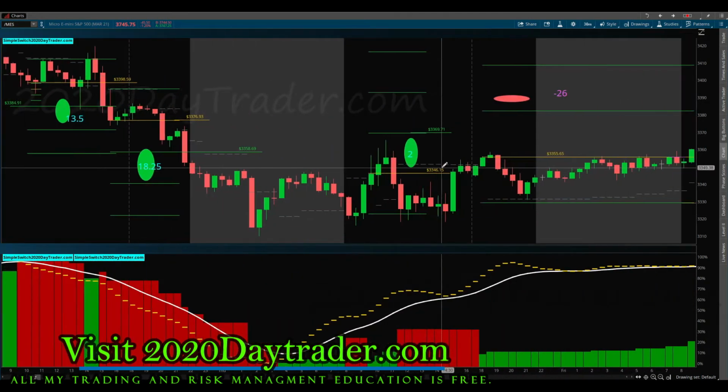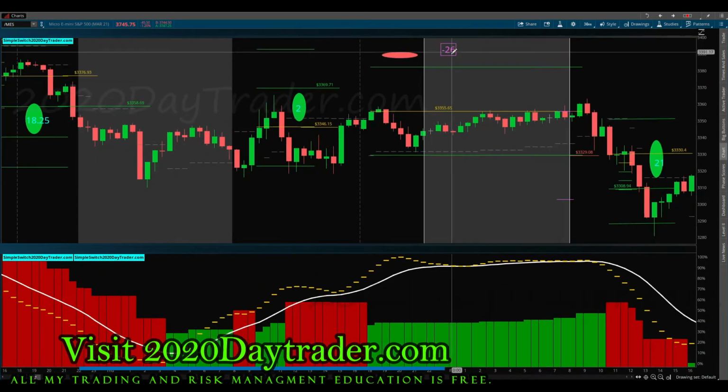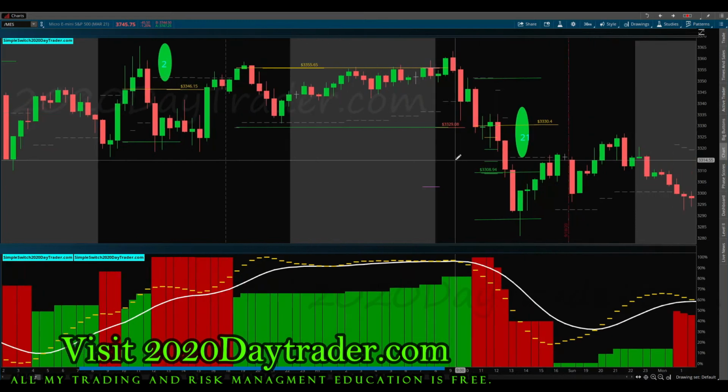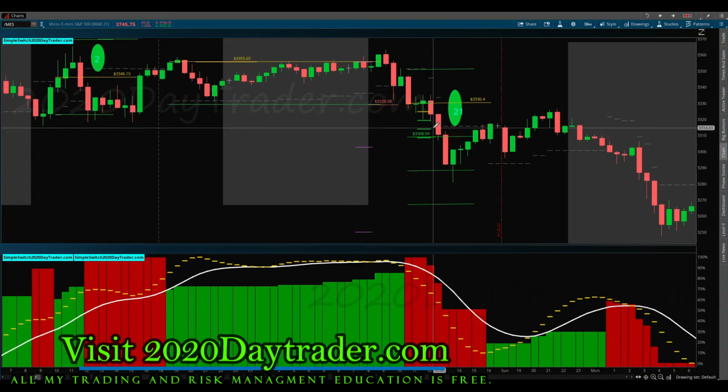So I'm kind of just going to breeze through this slowly so you can see it. This is a $26 loss. See that separation there. And not $26 as in money. It's per share, or per contract. So we lost $26 per contract. Here we gained $21 per contract.